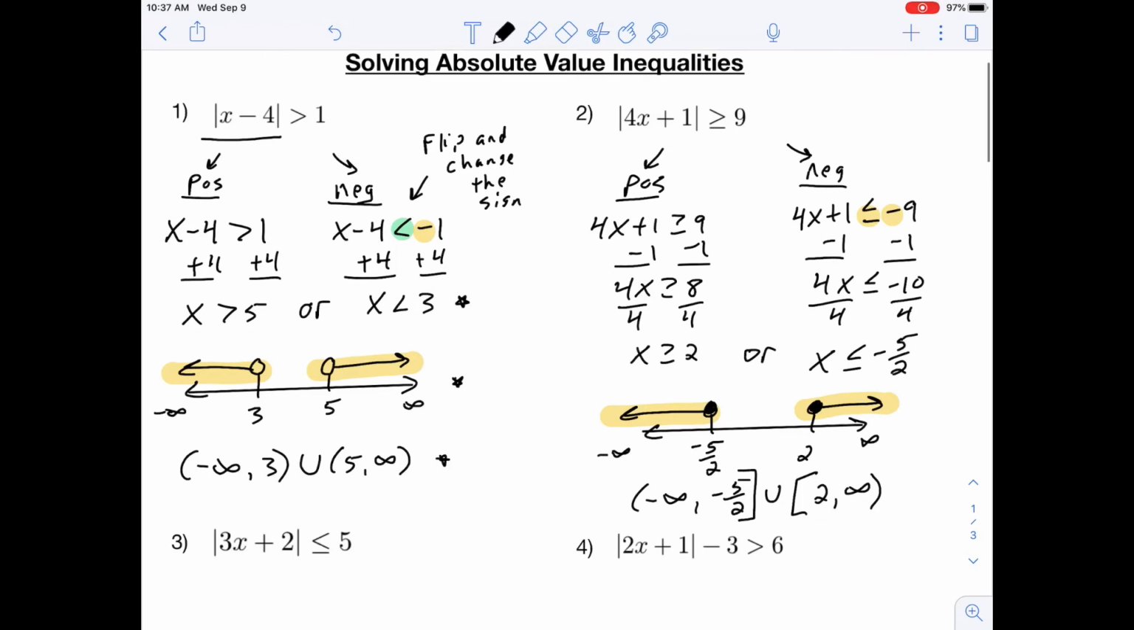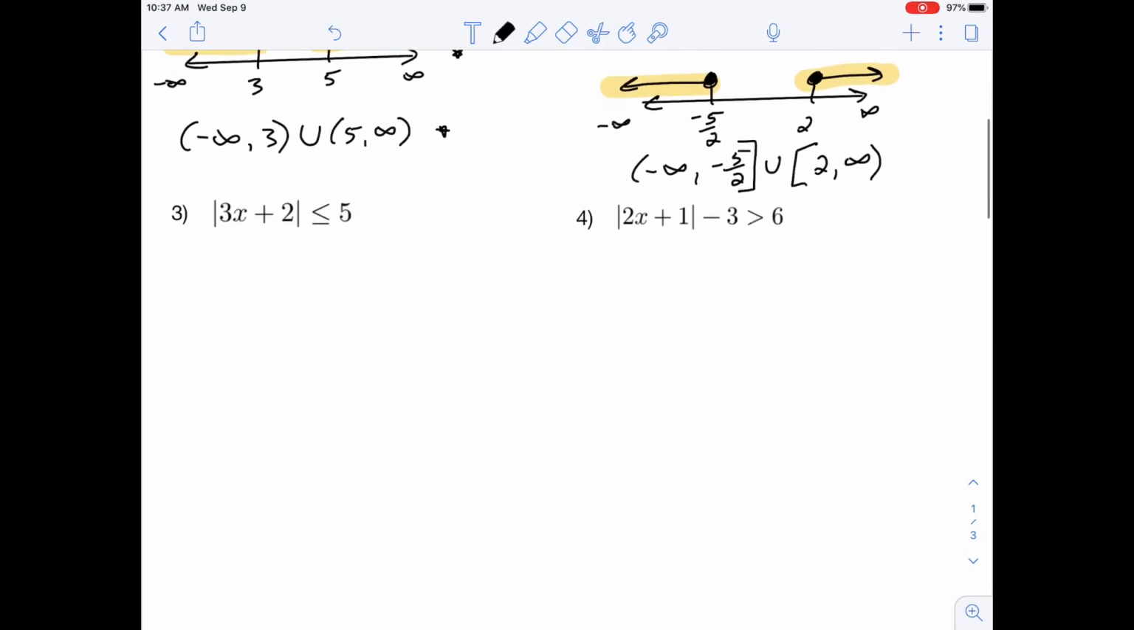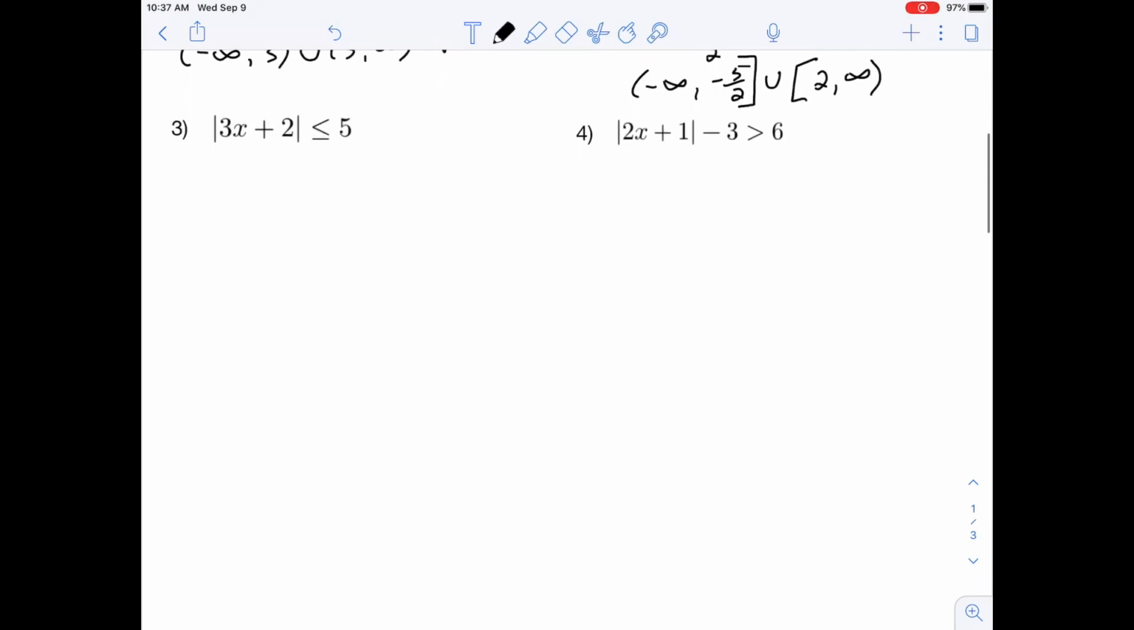All right, let's look at another one. So looking at number 3. Again, it's by itself. So we can just go ahead and set up the positive and negative case. So we got 3x plus 2 is less than or equal to 5. In negative case, 3x plus 2 is greater than, flip, change the sign. 3x plus 2 is greater than or equal to negative 5.